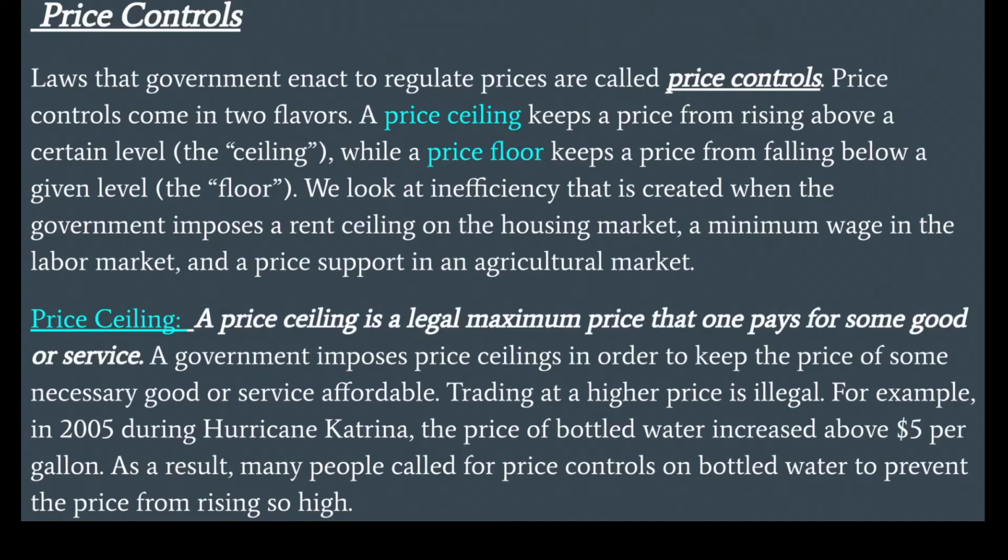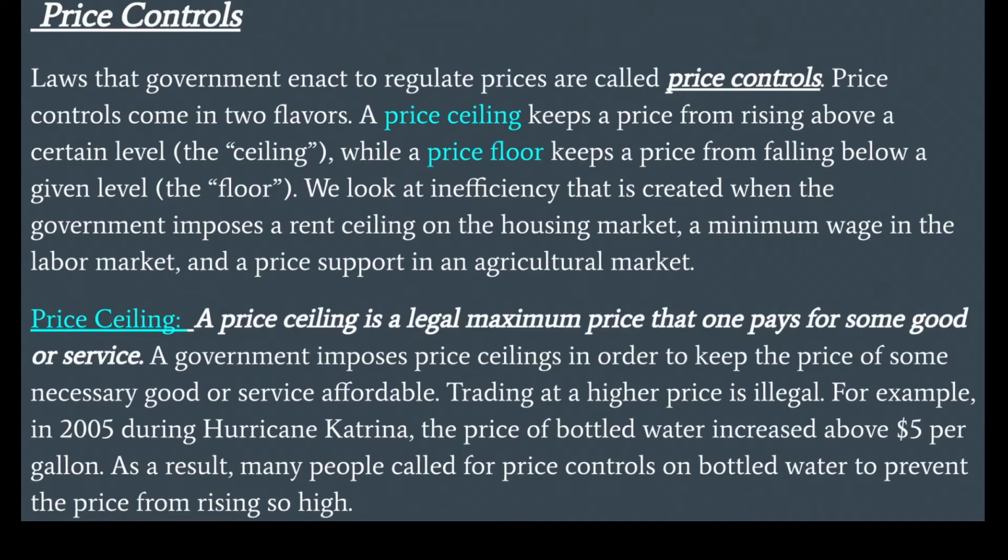Price controls. Laws that governments enact to regulate prices are called price controls. Price controls come in two flavors. A price ceiling keeps a price from rising above a certain level, the ceiling, while a price floor keeps a price from falling below a given level, the floor. We look at the inefficiency that is created when the government imposes a rent ceiling on the housing market, a minimum wage in the labor market, and a price support in an agricultural market.